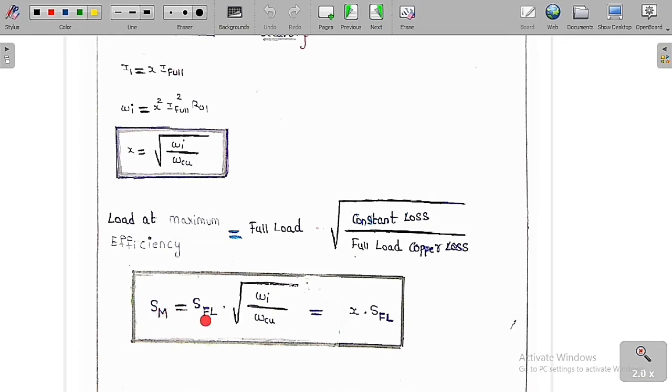So the load KVA at maximum efficiency is equal to the full load rating of the transformer into under root of iron loss by copper loss at full load, which is equal to X times the rating of the transformer. You can go for any of these, you are going to get the same result.